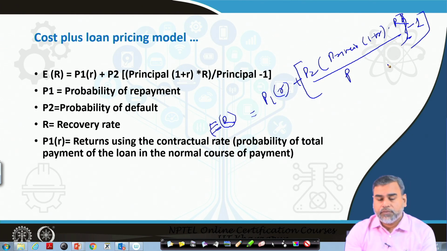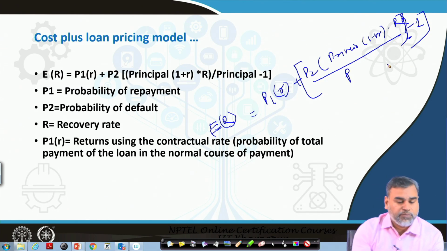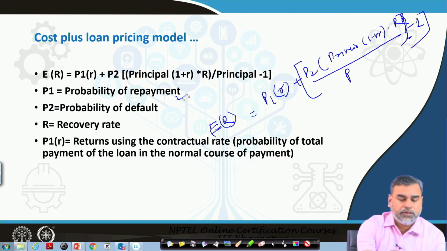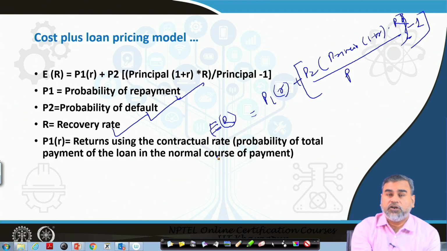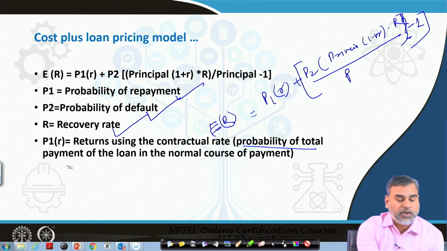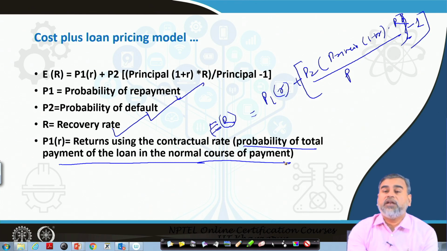So, here P1 represents the probability of repayment, P2 represents the probability of default, R is equal to the recovery rate, and P1 R is equal to returns using the contractual rate, which says that the probability of total payment of the loan is in the normal course of payment. That means there is no default. If there is no default, then that basically is represented as P1 R.